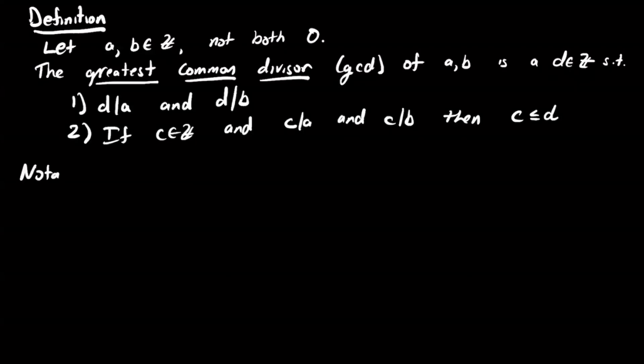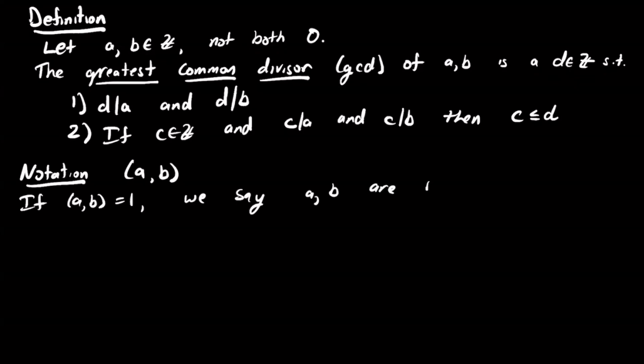We'll set up some notation: we'll write the GCD as an ordered pair, just a, b. And if the GCD of a and b is 1, we say a and b are relatively prime. In some sense, this is capturing the notion that they have no common factors besides 1 and -1.